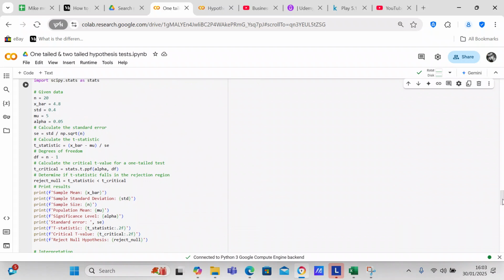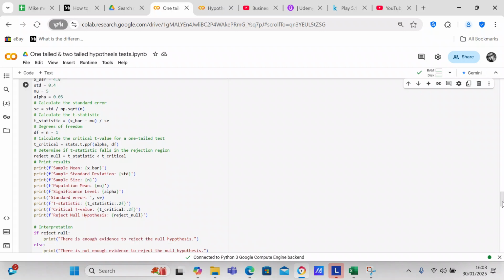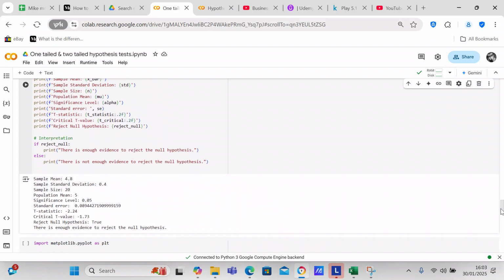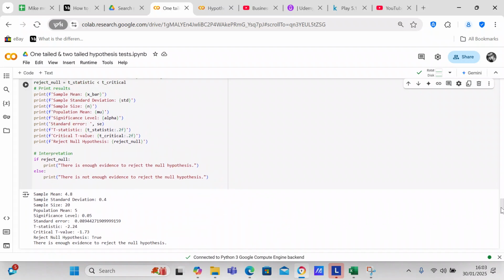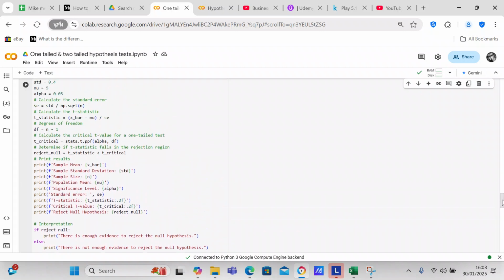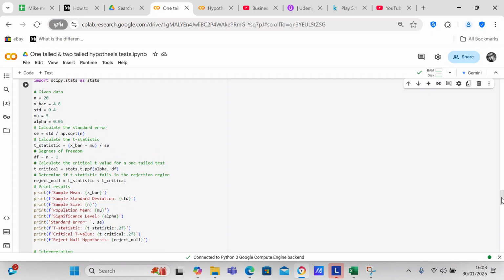Now we check our degrees of freedom. The degrees of freedom is n minus 1, so that's 20 minus 1, which is 19. We're going to calculate the critical value. So t critical equals stats.t.ppf of alpha, df. So our critical value is negative 1.73. And now what we do is we determine if the t-statistic falls in the rejection region.